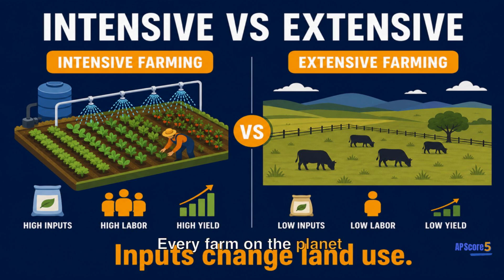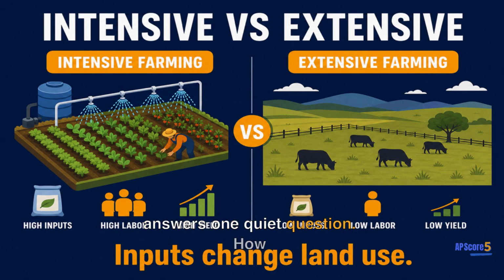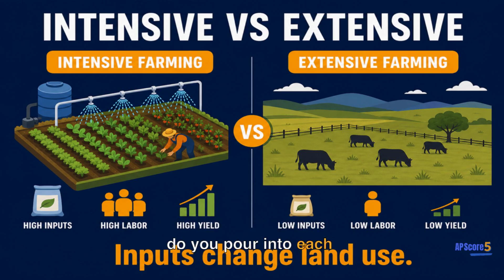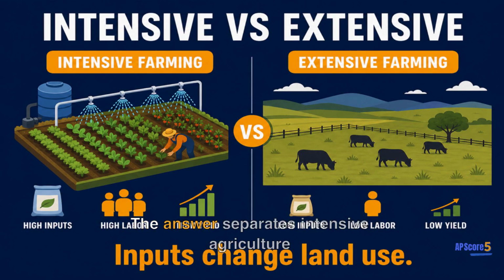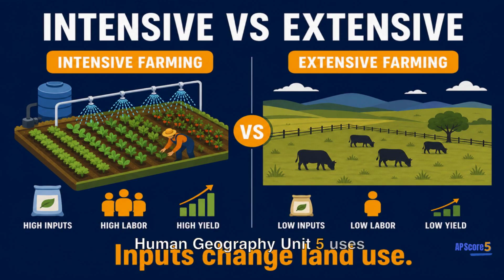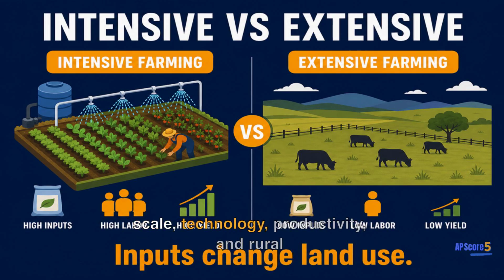Every farm on the planet answers one quiet question. How much labor, money, and resources do you pour into each acre of land? The answer separates intensive agriculture from extensive agriculture, and AP Human Geography Unit 5 uses that single distinction to test scale, technology, productivity, and rural land use across the entire world.